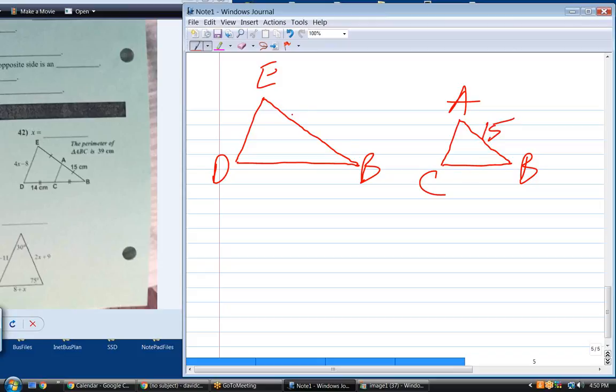That's 15. What's EB? EB is just EA plus 15. What's EA? Based on the 15. There you go. So EB is 30 centimeters. So what is my similarity ratio between these two triangles?